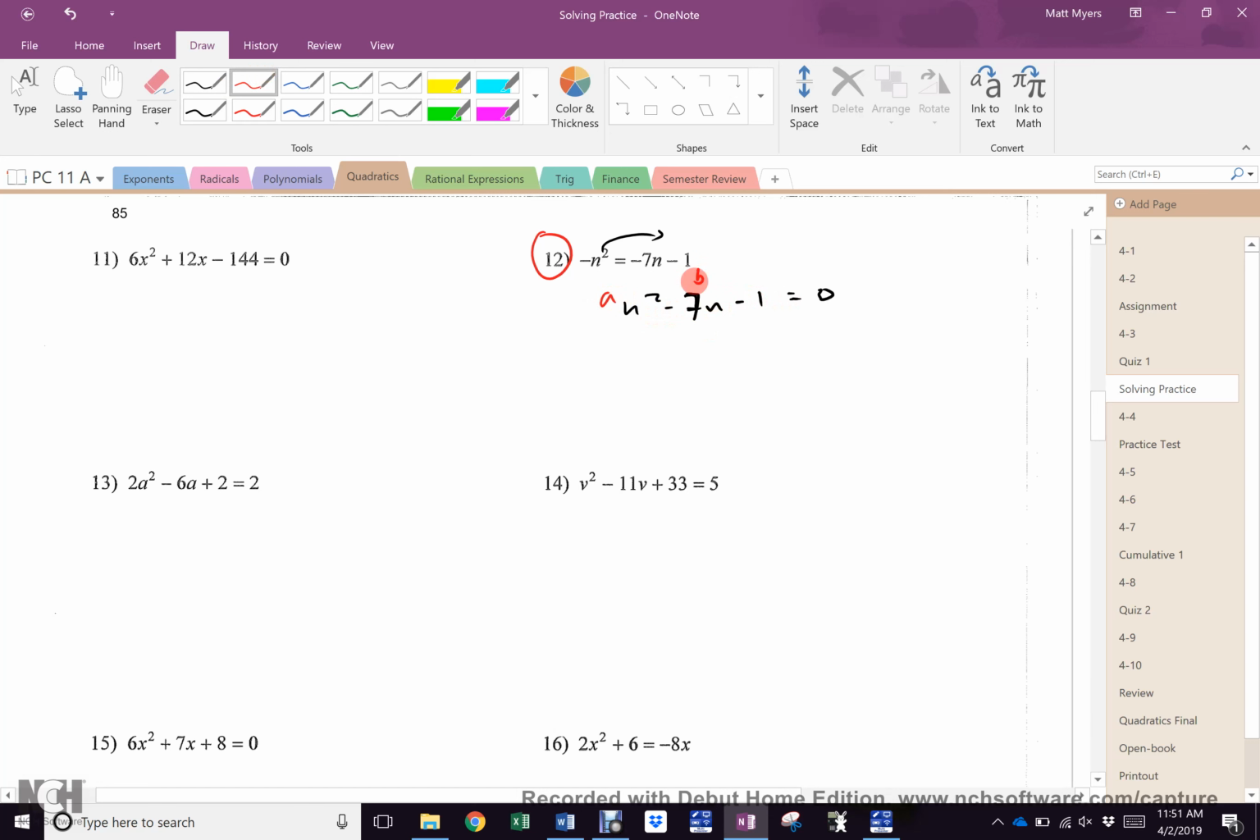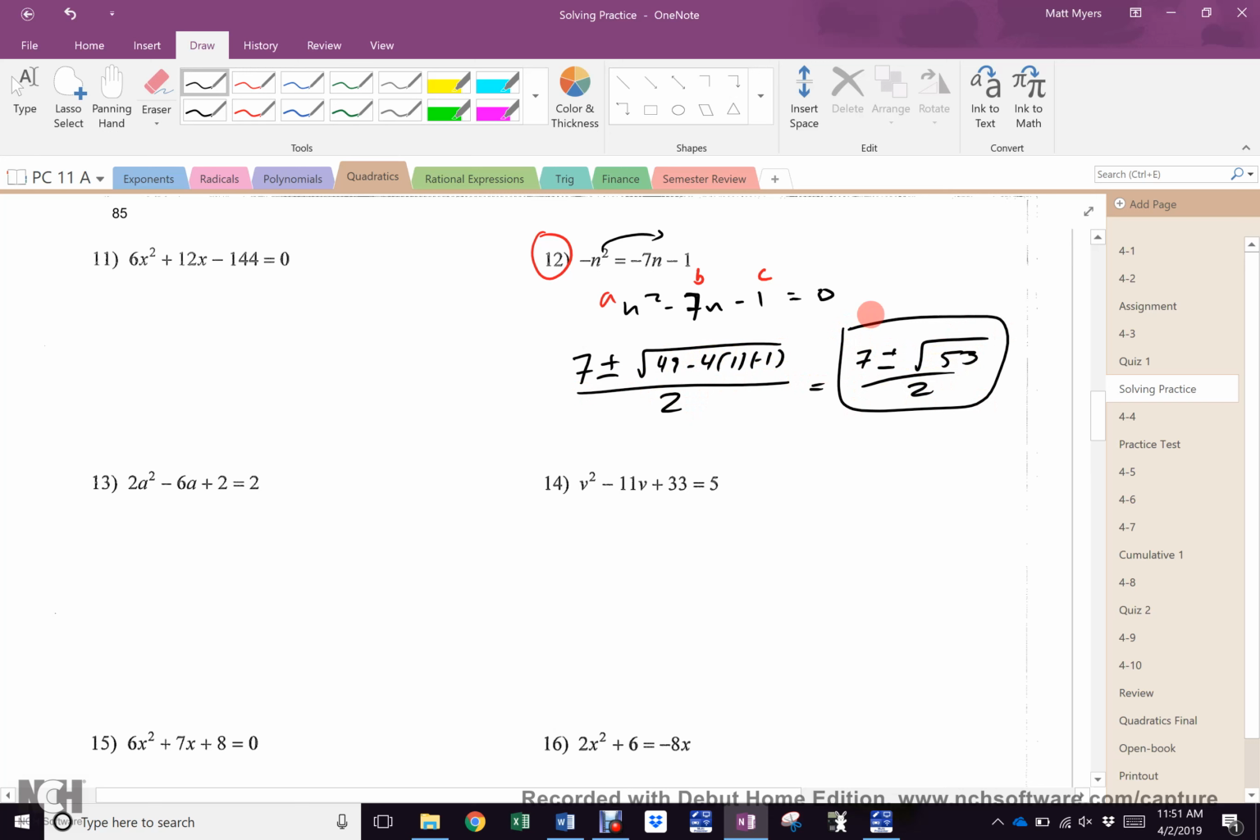A, B, C. Run it through the formula. 7 plus or minus the square root of 49 minus 4 times 1 times -1 over 2. 7 plus or minus the root of -4 times -1 is +4. So that's 7 plus or minus the root of 53 over 2. And that is where we would stop, unless we were doing a physics question, right?